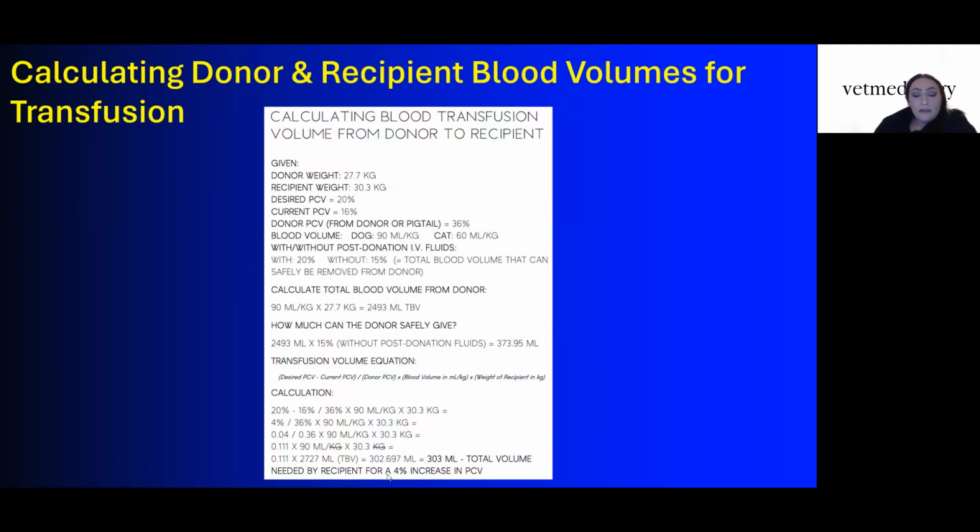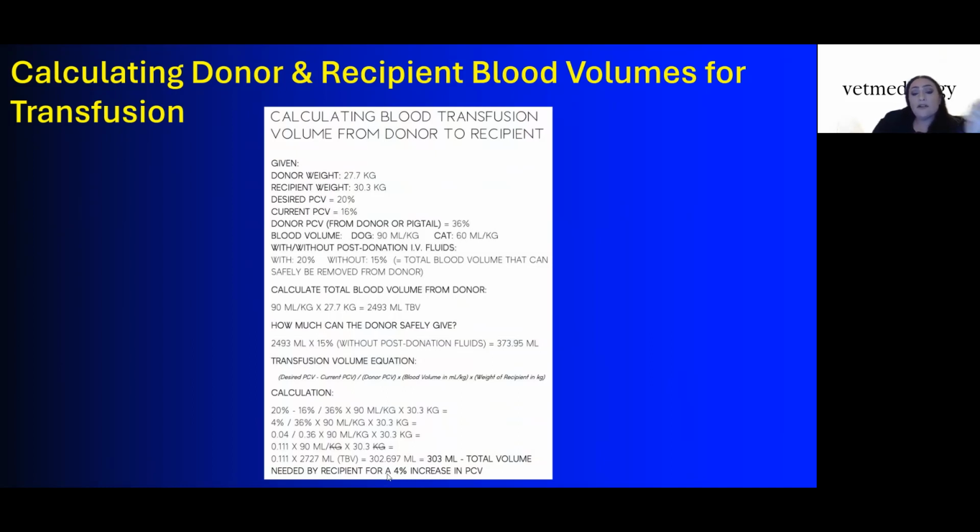373.95 mLs. And then the equation for transfusion volume, you want to take desired PCV and subtract it from the current PCV. Divide by the donor PCV, times the blood volume in mLs per kg, times the weight of the recipient in kgs. So the calculation with all of these numbers plugged in, our desired PCV is 20%, minus our current PCV of 16%, divided by our donor PCV of 36%, times blood volume in mLs per kg, which is 90 mLs per kg, times the weight of the recipient in kgs, 30.3 kgs.